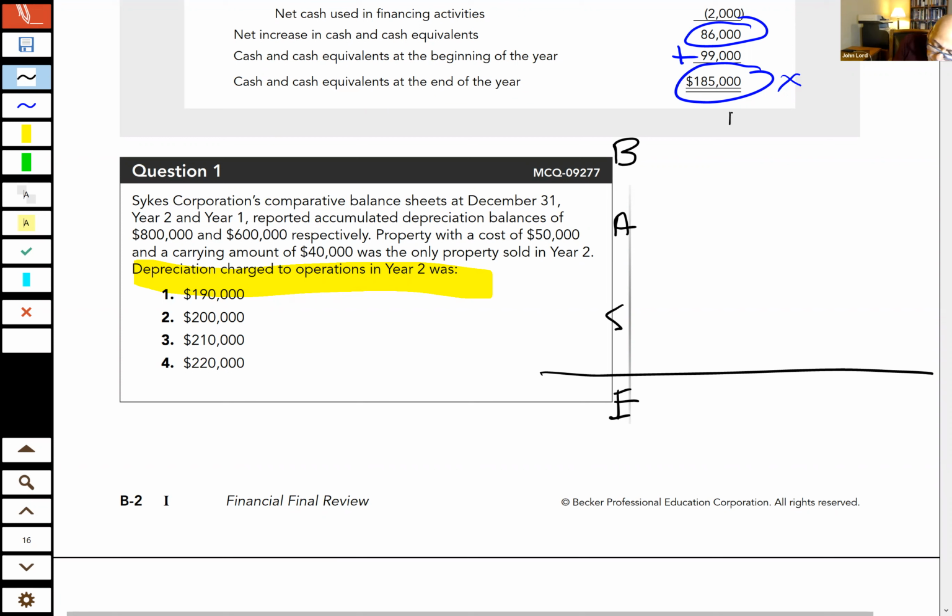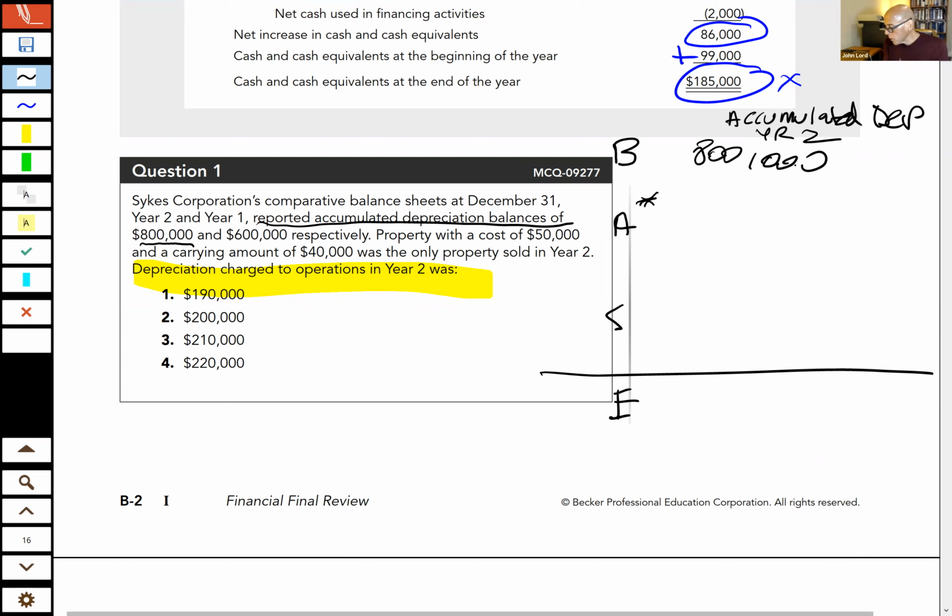So I'm going to analyze the accumulated depreciation account. I know that depreciation expense is added to accumulated depreciation, right? You debit depreciation expense, you credit accumulated depreciation. So now I just need to pick up some numbers here. They tell me that accumulated depreciation had 800,000 at the end of year 2, and it had 600,000 at the beginning of year 2, which is the same as the end of year 1. So I'm analyzing year 2, just to make sure I know what year I'm analyzing. And the beginning was what?